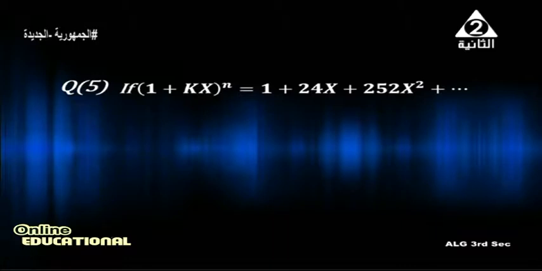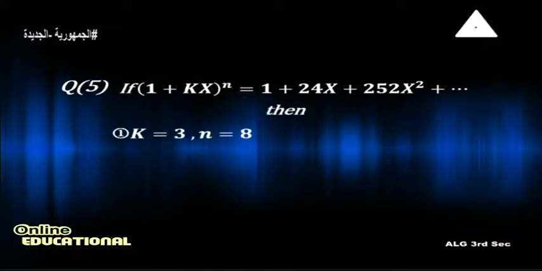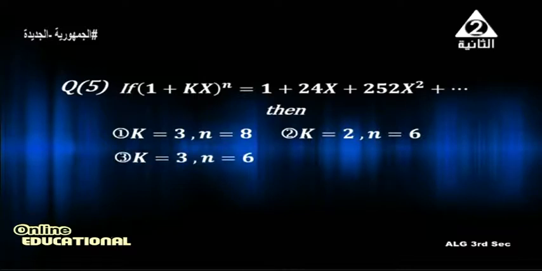Look at, my dear student, if we have the expansion (1 + kx)^n = 1 + 24x + 252x² and so on, then what is the value of k and n? Options: k = 3, n = 8; k = 2, n = 6; k = 3, n = 6; k = 3, n = 5. Remember, my dear student, we have bracket power n, expansion 1 power n.